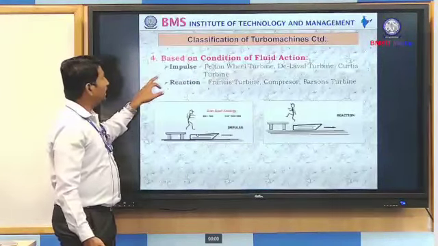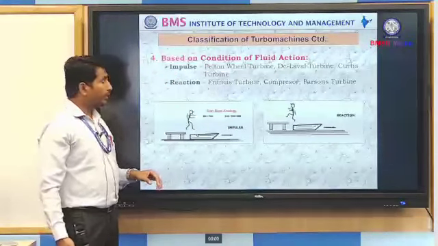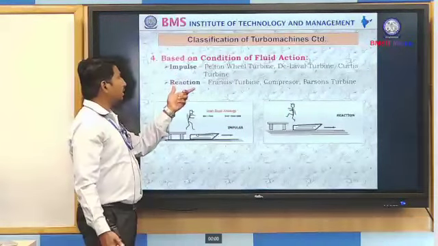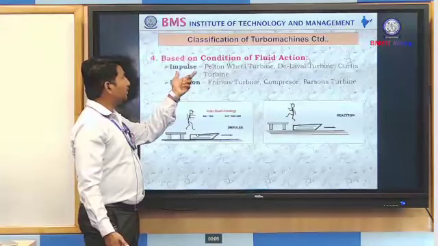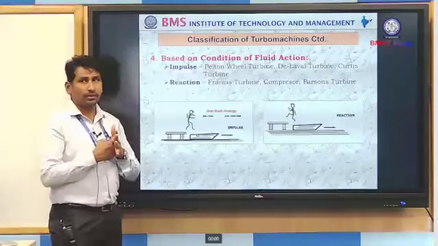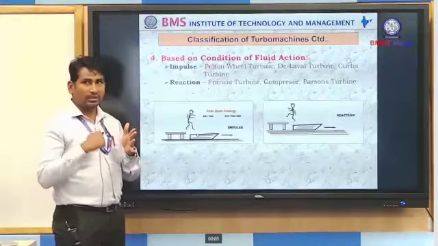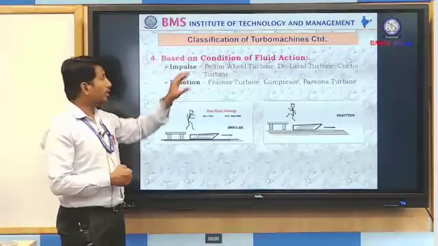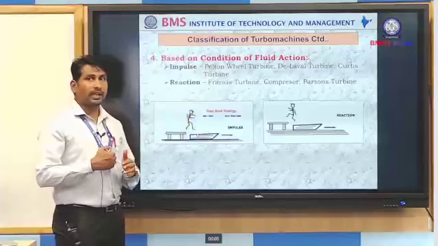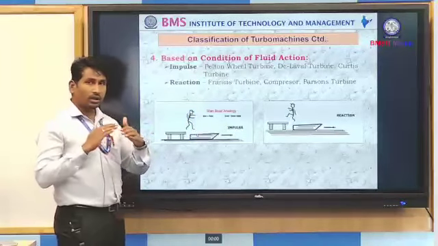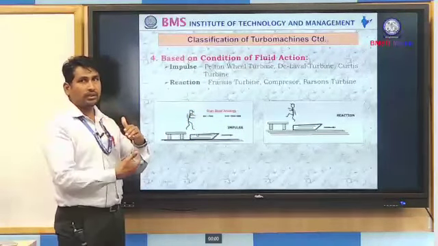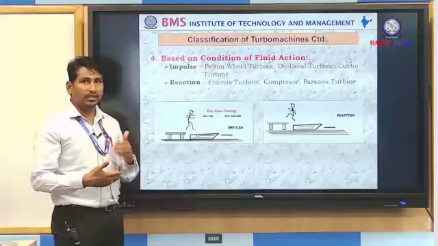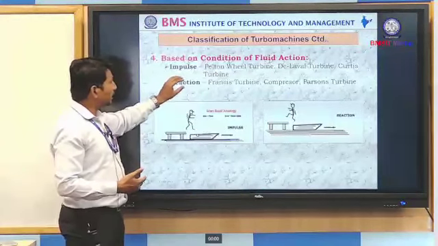Next is the classification based on the condition of the fluid flow. There are two conditions: impulse force and reaction force. Impulse force is nothing but a sudden hitting force. If water, steam or gas comes and hits the blades and the blade starts rotating, it is called an impulse turbine. Because of the reaction force, if the water or a fluid or air rubs over the surface, the blade starts rotating because of the rubbing action. That is considered a reaction turbine.